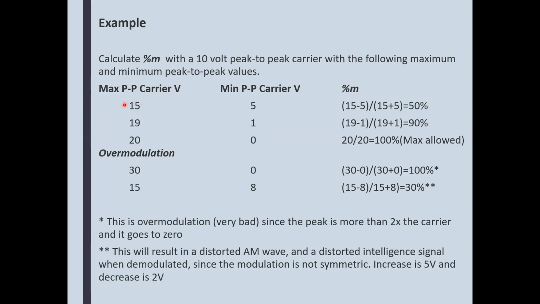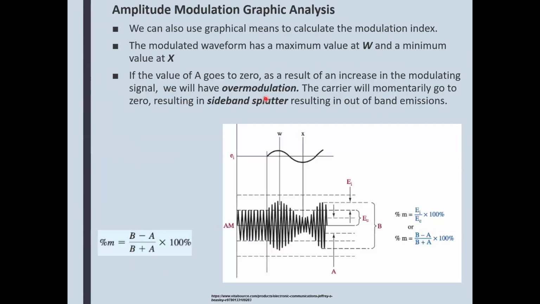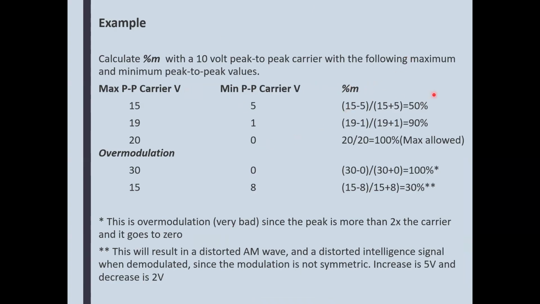So here's a carrier, goes up to 15 maximum and minimum 5. So here's 15, whatever units, let's say volts, millivolts, microvolts. And here's 5. Originally, this thing is 10 volts and it goes up to 15 and it goes down to 5. Apply that formula, you're going to get 50% modulation.